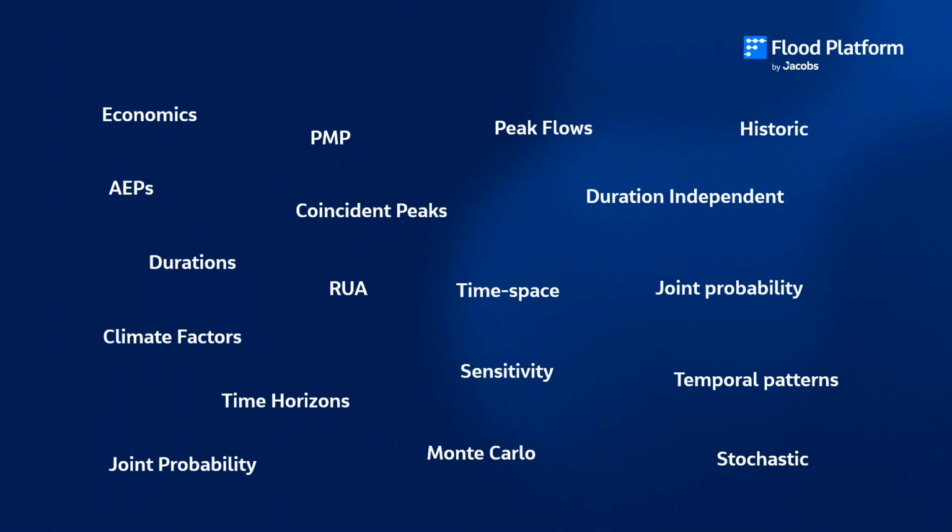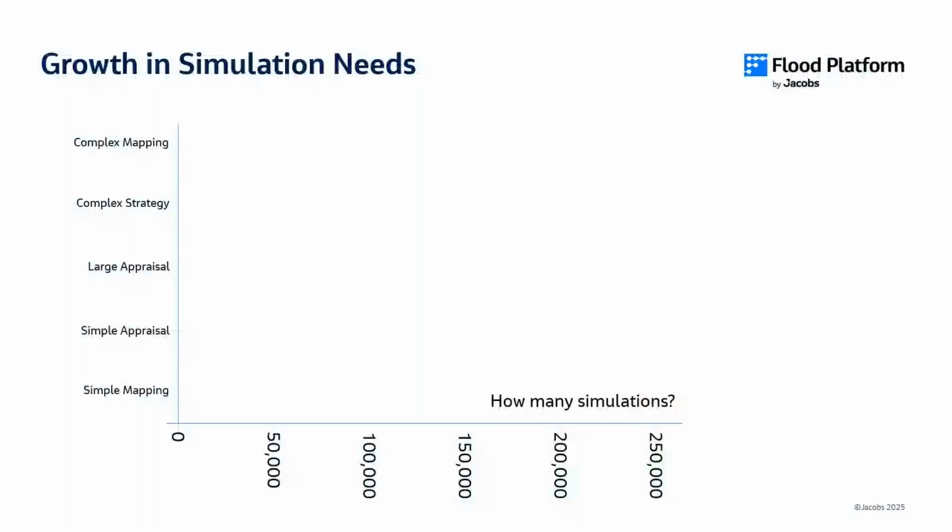This can be exploded out further if you've got complex sites with things like joint probability between multiple sources of flood risk, which increase the number of simulations required by an order of magnitude. Just to exemplify that, currently a simple mapping study, you can still get away with a few tens of simulations. So that'll be a few return periods, possibly a few different climate change epochs. That grows, you need to consider defenses and other issues.